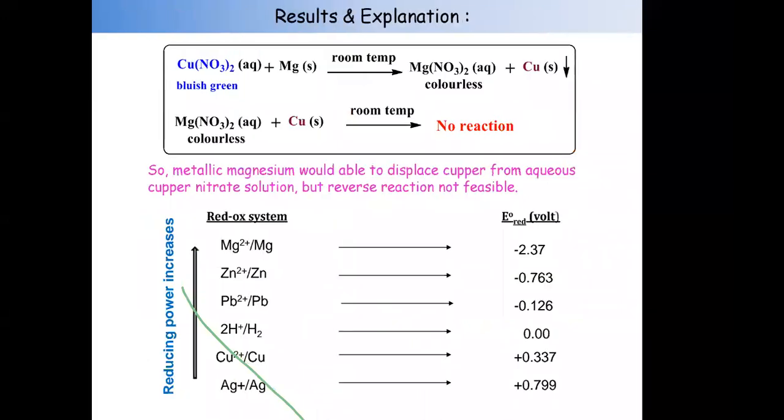Why? Displacement reaction. Reducing agent and silver. Silver is in the lower position than copper. Copper is in the upper position. We know that a metal in the upper position has a greater ability to reduce. So copper is more reducing than silver.